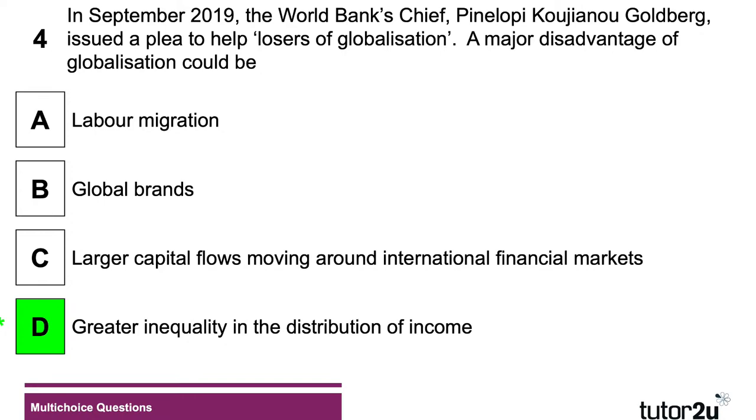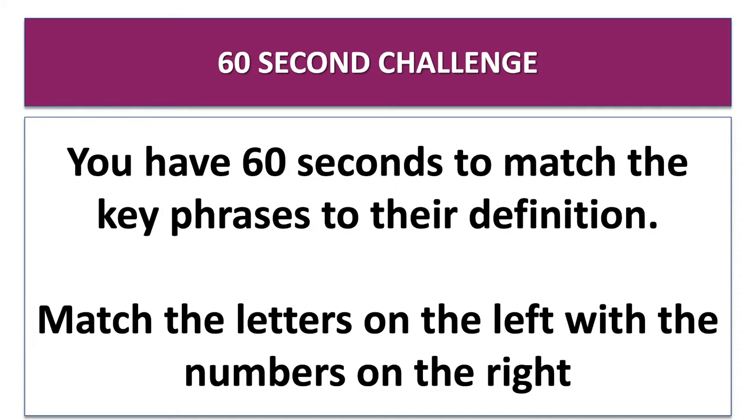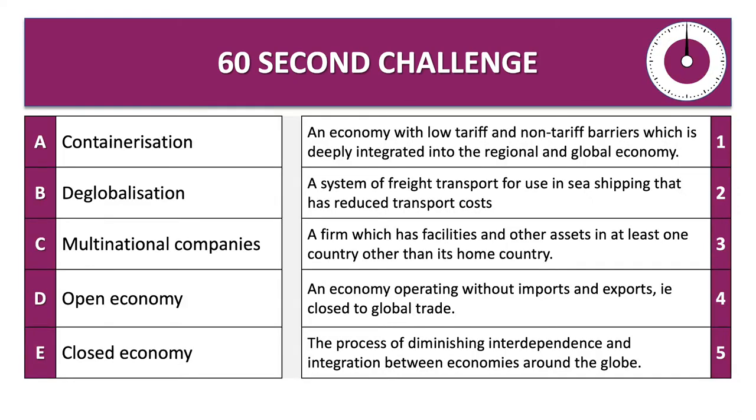Well done. Okay, so now we're moving on from multiple choice to a 60-second challenge. And those of you who have followed a number of these revision blast sessions will be very familiar with this activity. So you're going to have 60 seconds to match key phrases to their definition. I think this one is a little bit easier on some of you. If we can move on to it, you can have a look that there are only five that you're going to have to work with this time. Others, we've had 10. So you've got 60 seconds to match A, B, C and D with their correct definition on the right. 1, 2, 3, 4 and 5. Let's start the clock.